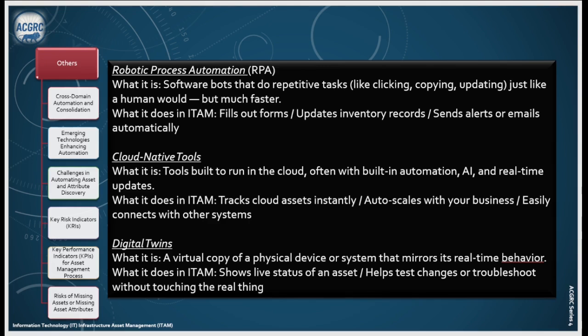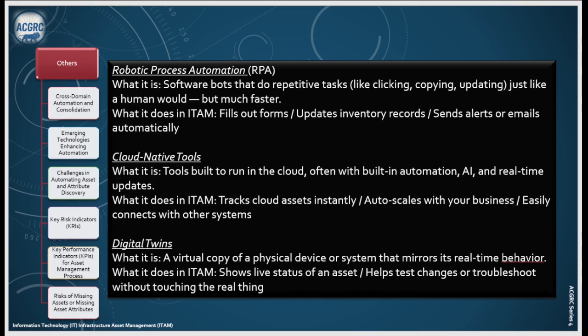We have robotic process automation. It's about software bots that do repetitive tasks like clicking, copying, updating, just like a human would, but much faster. For ITAM, it's about filling the forms, updating the inventory record, sending alerts or emails automatically. That's using RPA.